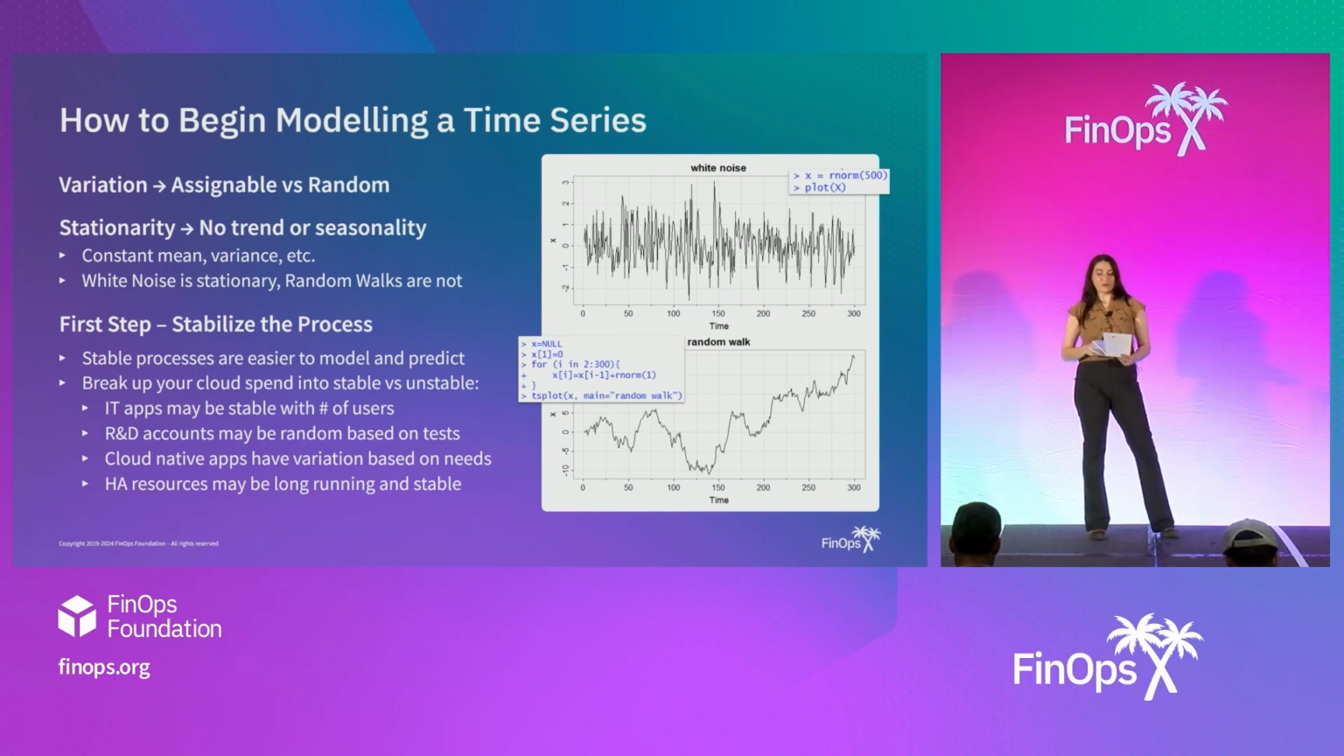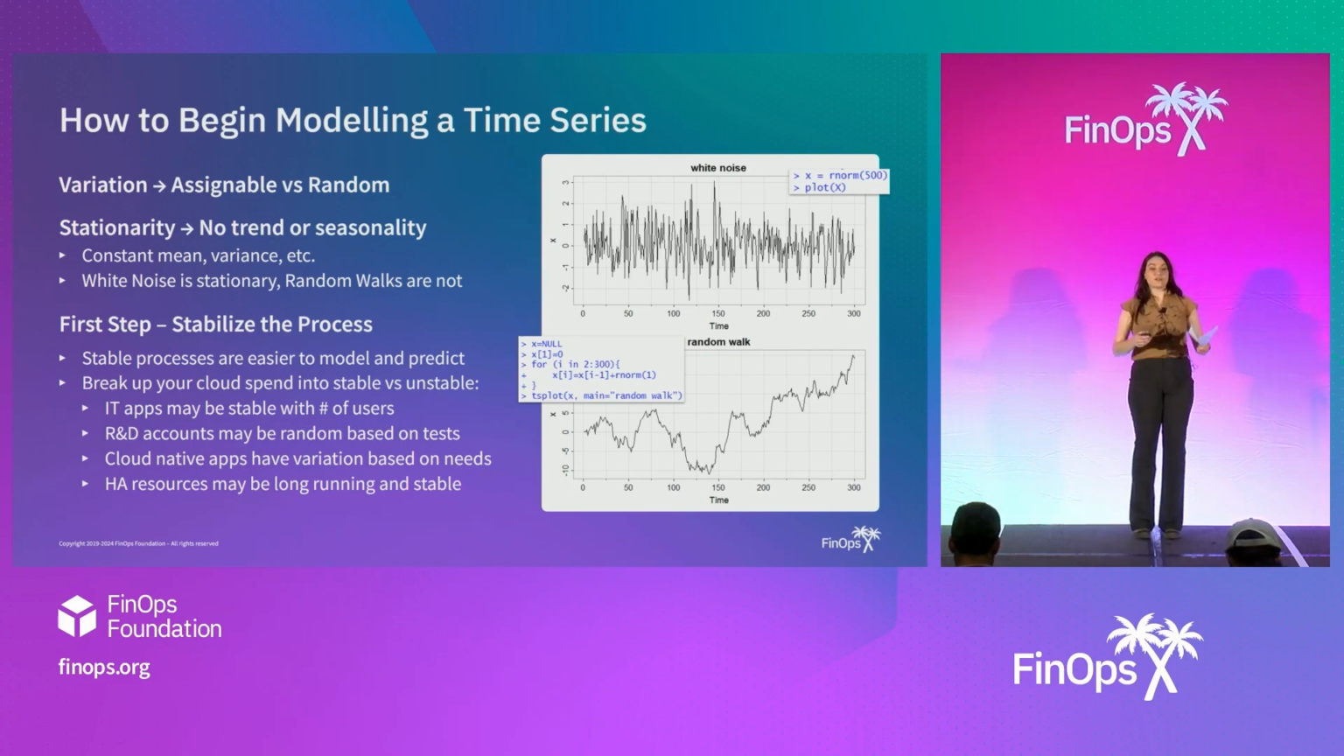But then some other ones that we might want to wait until we have more complex methods would be your R&D accounts. Those are probably going to depend on randomness from whenever people want to test things out. And then your cloud native applications, those are actually designed to be kind of spiky depending on usage. And so those will be more complex to model as well.